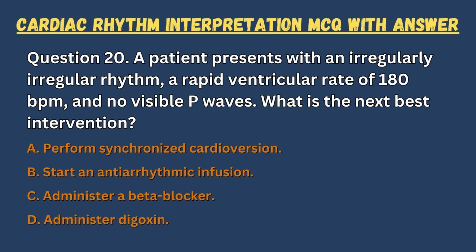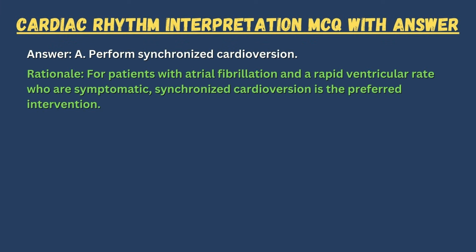Question 20. A patient presents with an irregular rhythm, a rapid ventricular rate of 180 BPM, and no visible P waves. What is the next best intervention? A. Perform synchronized cardioversion. B. Start an antiarrhythmic infusion. C. Administer a beta blocker. D. Administer digoxin. Answer: A. Perform synchronized cardioversion. Rationale: for patients with atrial fibrillation and a rapid ventricular rate who are symptomatic, synchronized cardioversion is the preferred intervention.